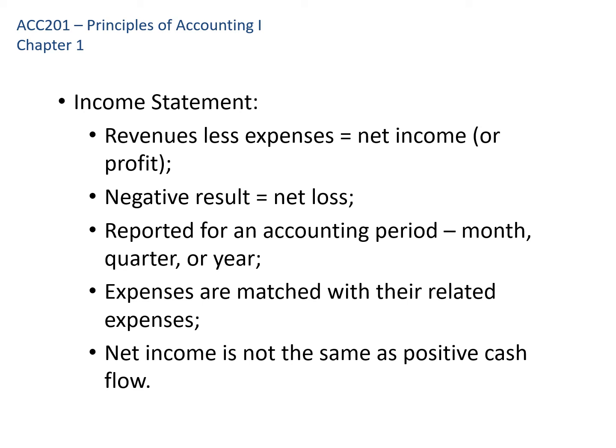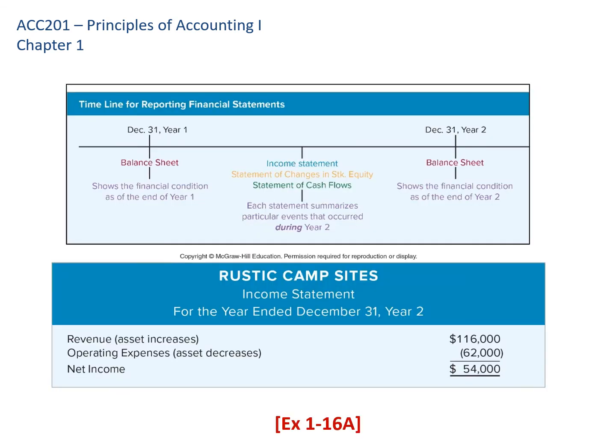So in this particular company, remember we had $116,000 in revenues and $62,000 in expenses. So for the income statement for this company, note the header there: the name of the company, what it is we're looking at, and the period of time that's in question. So this is for the year ended December 31st, year two. So I had 116,000 of revenue, 62,000 of expenses, so I had 54,000 in net income.